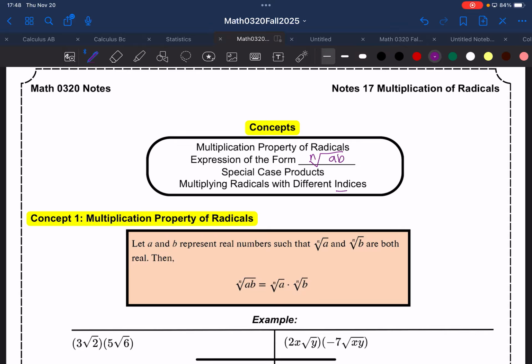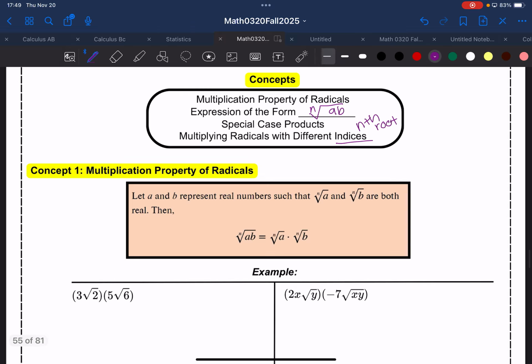And these indices, that's another fancy word for the nth root. So let's say we're multiplying a square root with a cube root. Okay, they have different indices. Those are different nth root values. Okay. So the first concept is the property of multiplication.